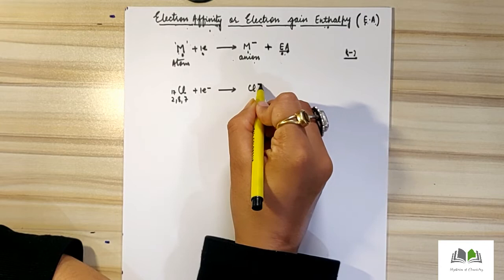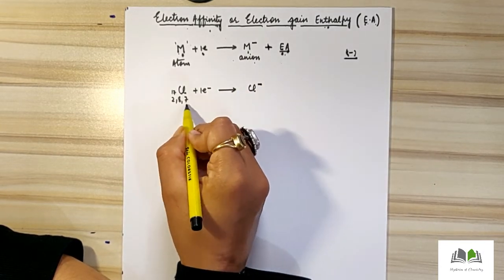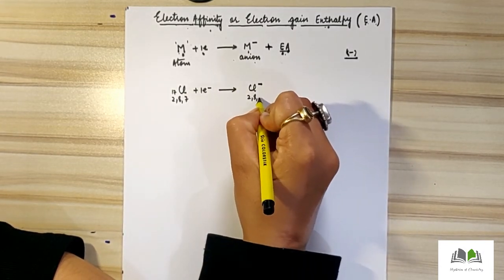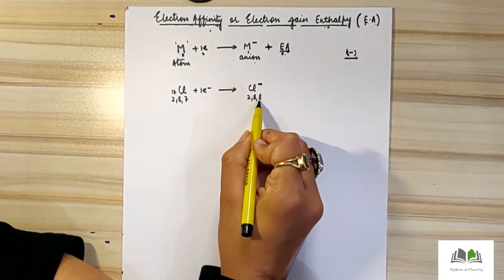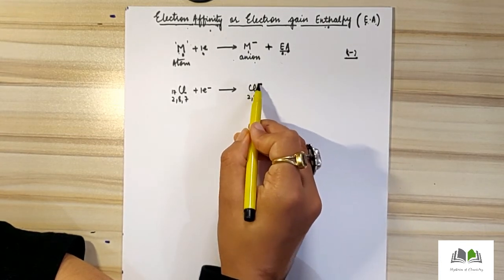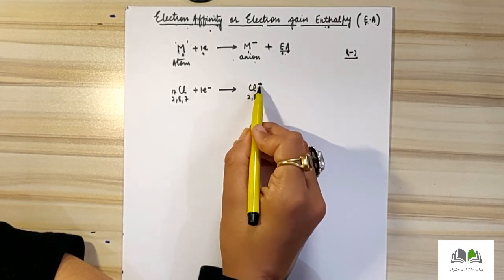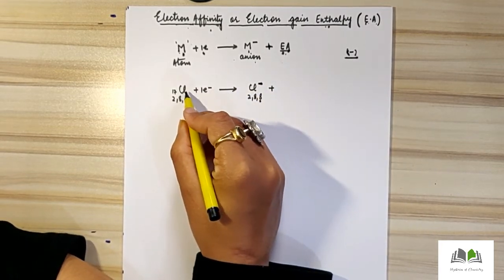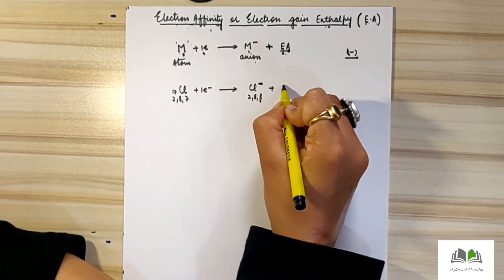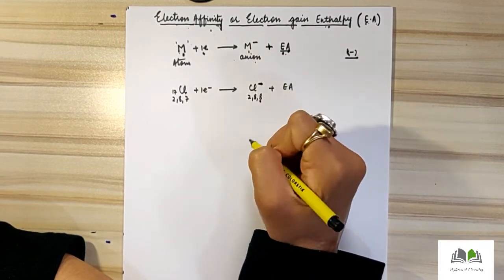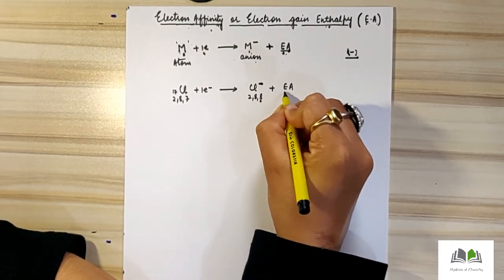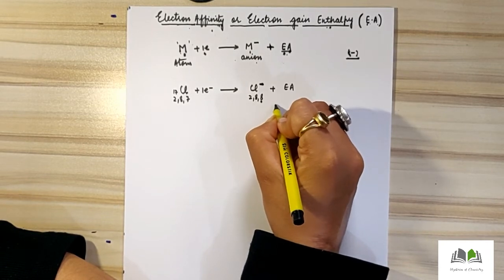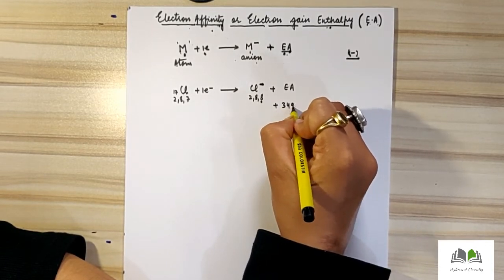Why am I writing a negative sign here? Because there is an increase in the number of electrons. So 2, 8, 8. The number of electrons increased by 1. That is why I am mentioning charge minus 1. So it will change into an anion, and by gaining this electron, what will chlorine do? Chlorine will release a certain amount of energy in the form of electron affinity. In case of chlorine, the value is equal to 349 kilojoule.